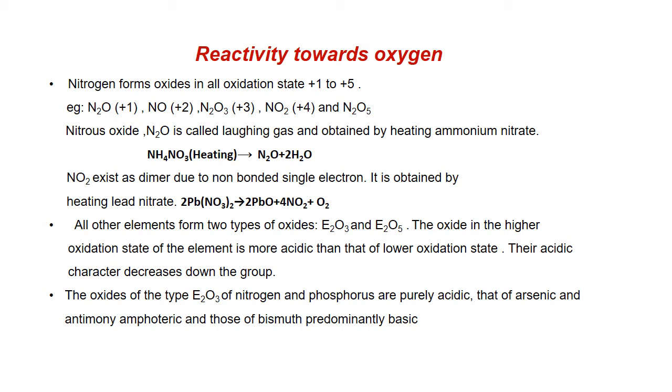Sb2O3, Sb2O5, etc. The oxides of higher oxidation state are more acidic than those of lower oxidation state, and the acidic character decreases down the group. The oxides of E2O3 type of nitrogen and phosphorus are purely acidic. Oxides of arsenic and antimony are amphoteric and those of bismuth are basic in nature. The oxides of phosphorus, P2O3 and P2O5, exist as dimers.